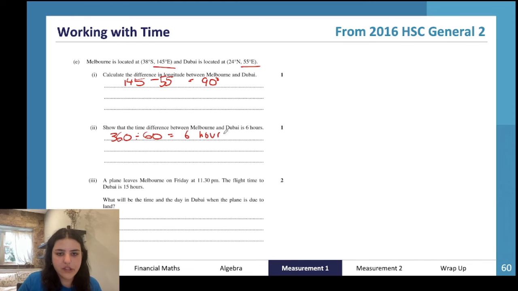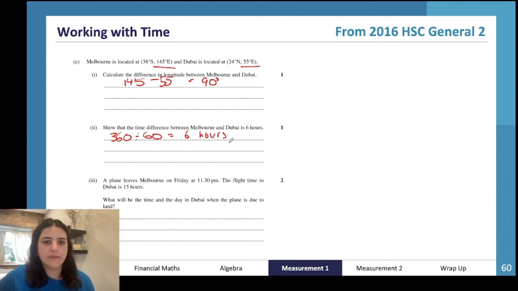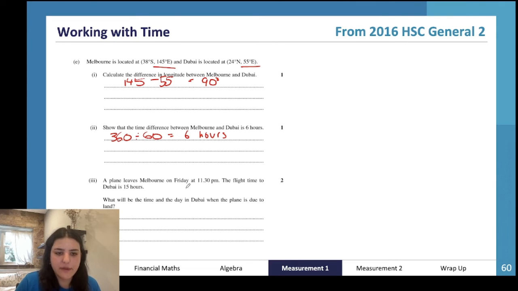Now, this is where the questions get a bit more complicated, and this is what you're actually on the lookout for in your HSC. Okay. A plane leaves Melbourne on Friday at 11:30 p.m. The flight time to Dubai is 15 hours. What will the time and day in Dubai be when the plane is due to land?